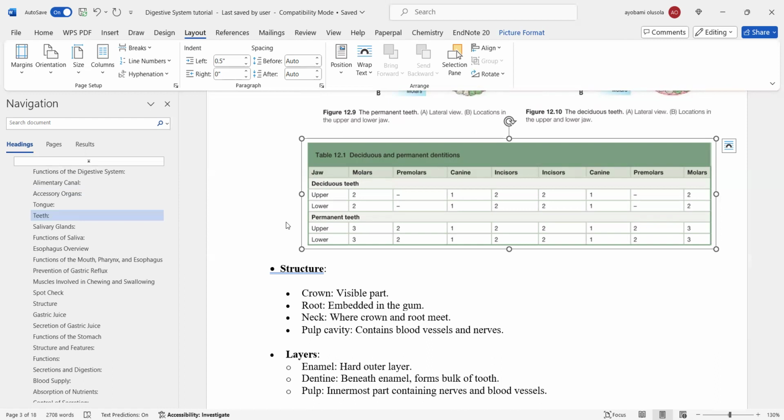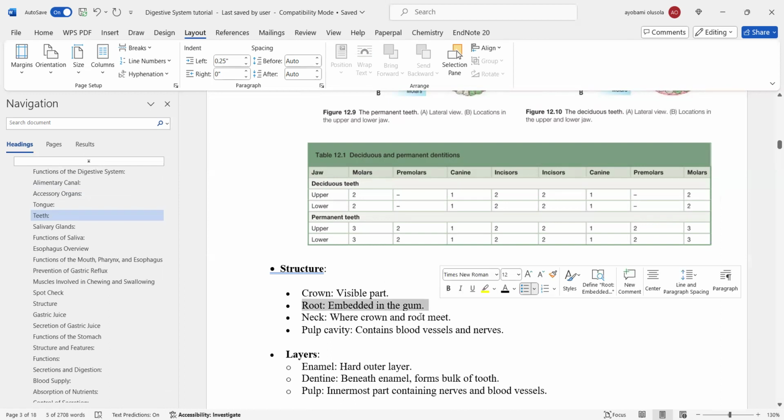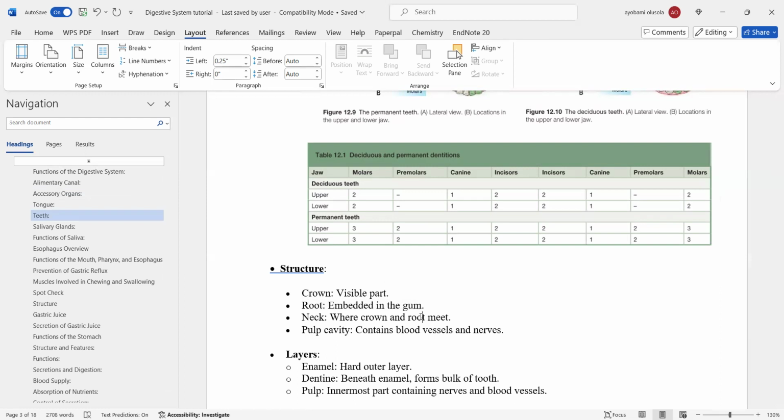Canine 1. 1 times 4 is 4. So 20 plus 4, that's 24. Incisors is 2. 2 times 4 is 8. So 24 plus 8, we have 32. Now, the visible part of the teeth is called the crown, and the root of the teeth is embedded in the gum. Then, the neck is where the crown and the roots meet.